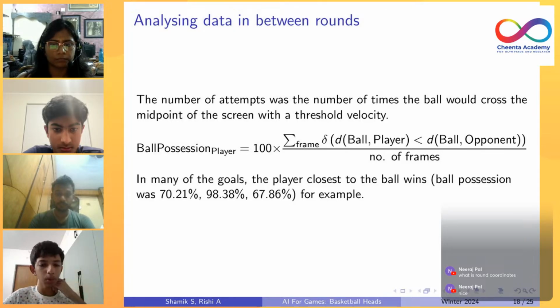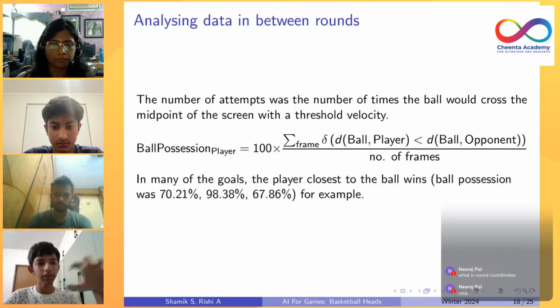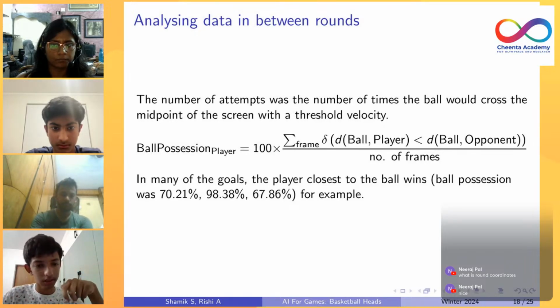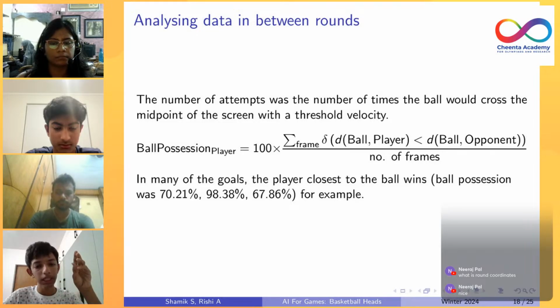To calculate ball possession, we used a simple formula. The delta is an indicator function. So it's basically, for a given player, the percentage of frames in which the ball was closer to the player. And we observed initially that in many of the goals, the player closest to the ball wins. In our first three rounds, for example, ball possession was 70%, 98%, and 68%.